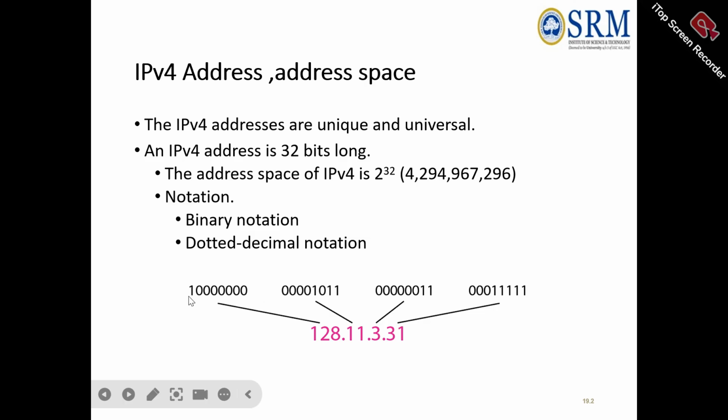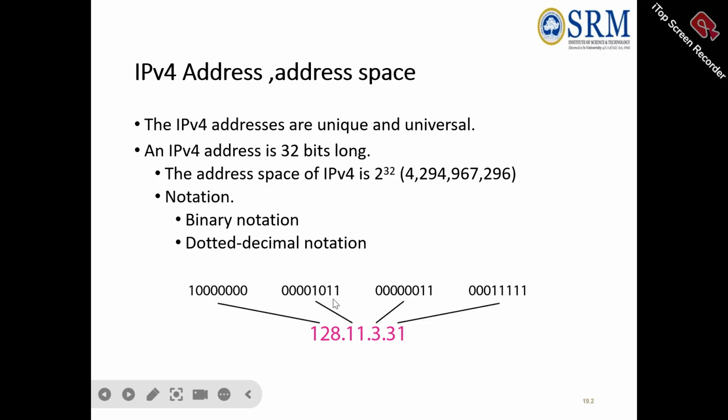2 to the power 7 is equal to 128. The other bits are 0, so only the one bit is in the place of 2 to the power 7. The value of 2 to the power 7 is 128, so we write it in decimal as 128.